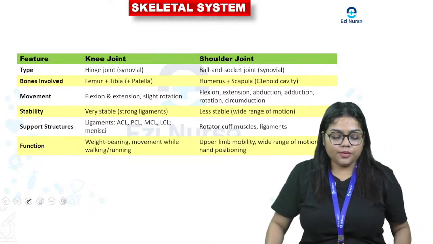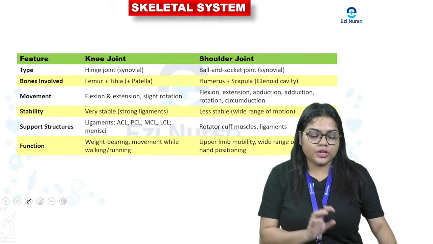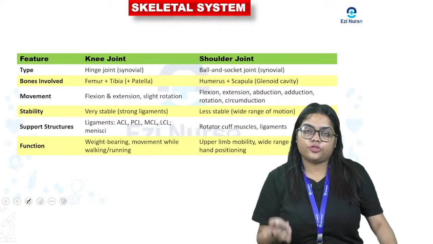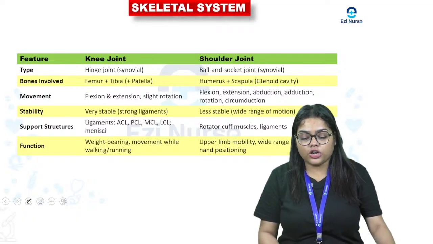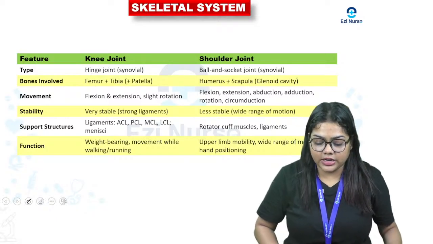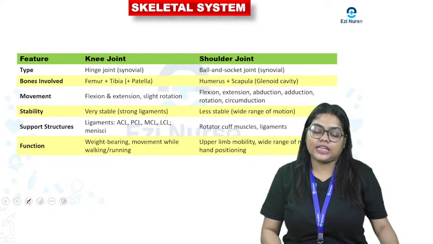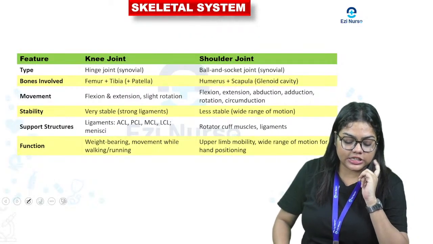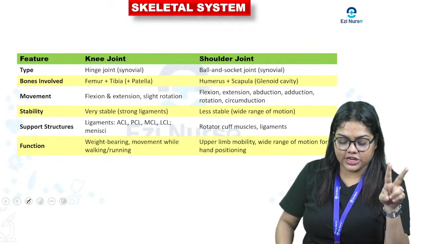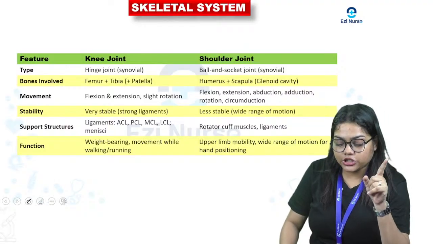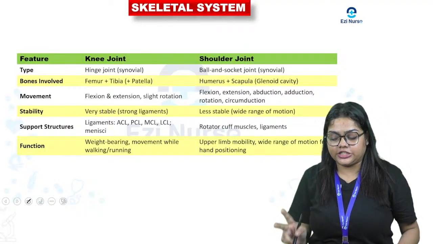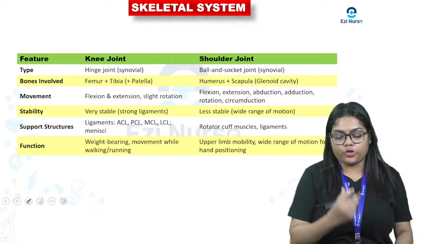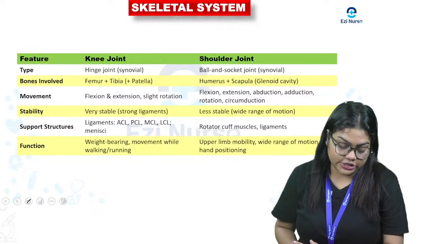Then the bones involved: the knee has the femur and tibia, also with the patella, but the shoulder joint is made up of the humerus, scapula and glenoid cavity. Next, the movement. The movement in the knee joint is flexion, extension and slight rotation. In the shoulder joint, there will be flexion, extension, abduction, adduction, rotation and circumduction.